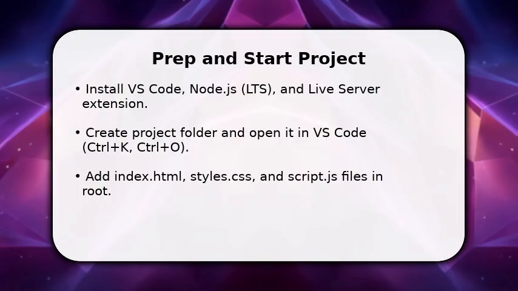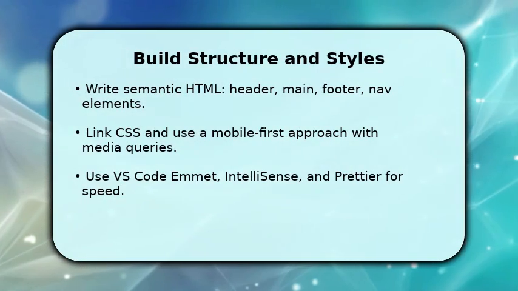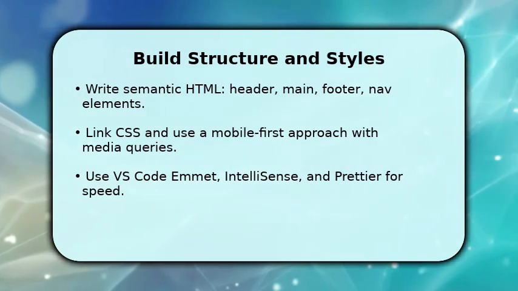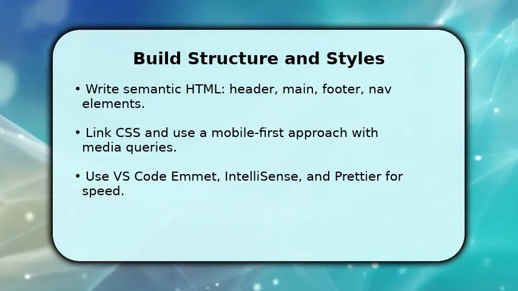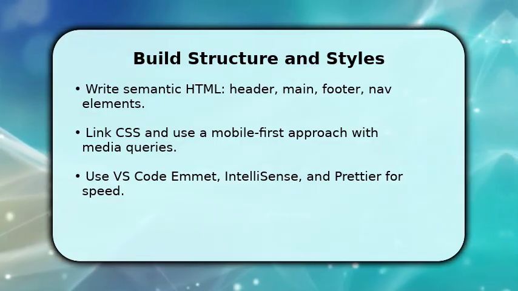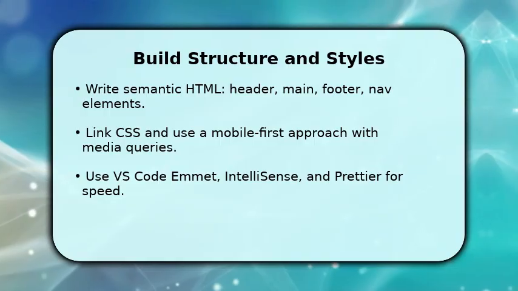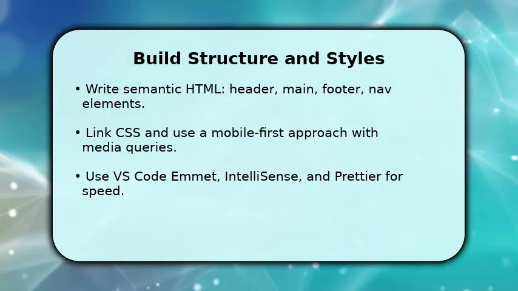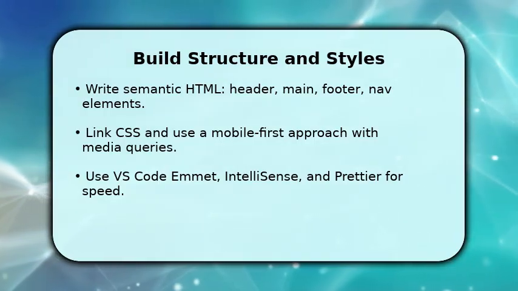Now you build the site's core. Write semantic HTML for accessibility and clear structure. Use header, nav, main, and footer. Once the HTML skeleton is done, link your styles.css and craft mobile-first CSS rules so the page adapts naturally.